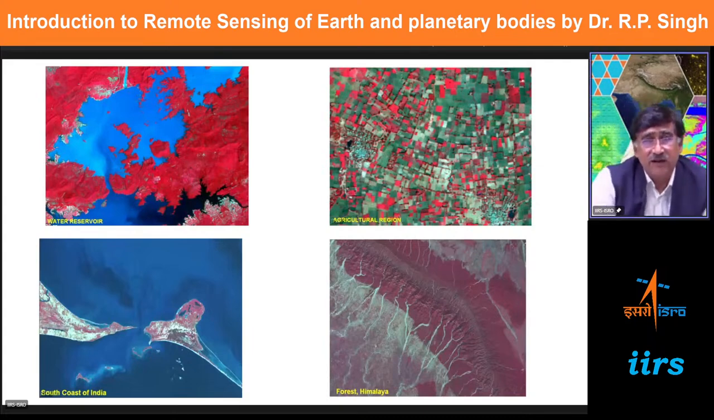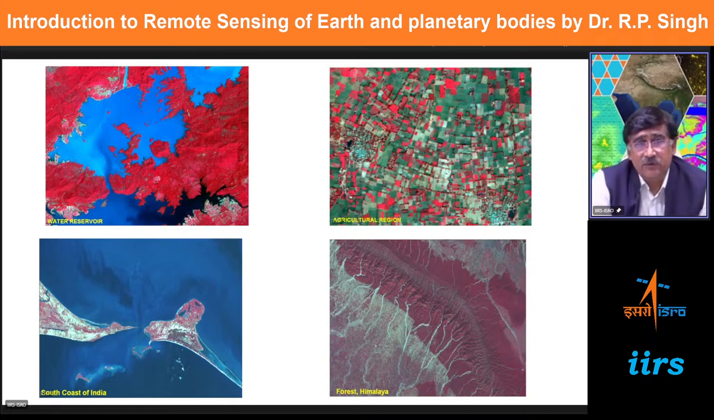You can see these few pictures of false color composites of a reservoir, an agriculture region, the south coast of India, and the Shivalik Hills in our Himalaya. You see these beautiful pictures in different colors, and scientists are trained to analyze them. They are able to interpret where there is crop, where there is forest, where there are water bodies, and not only the target and the discrimination, we are even able to know their property and their amount. That's how remote sensing helps in identifying and enumerating the various natural resources.